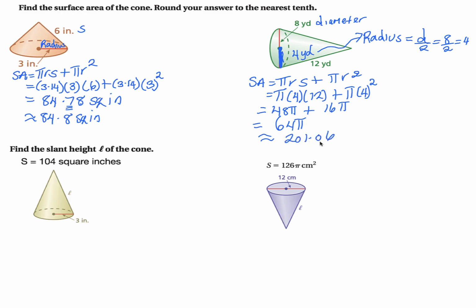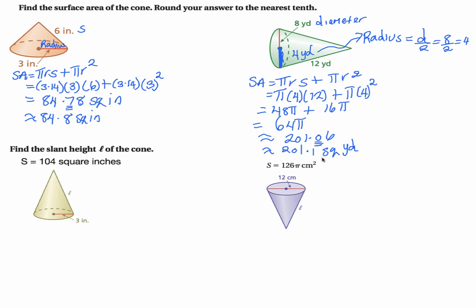Because we're rounding to the nearest tenth, the 0 is in the tenth. The digit to the right is a 6, which means the 0 is going to increase by 1. So my answer is 201.1 square yards.